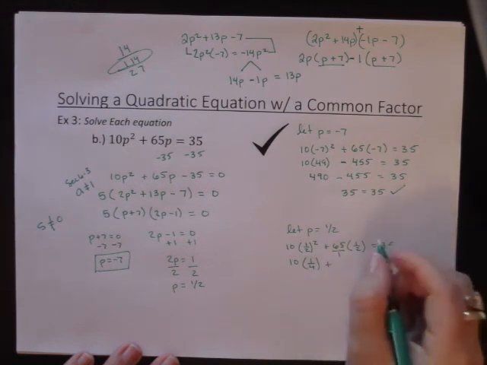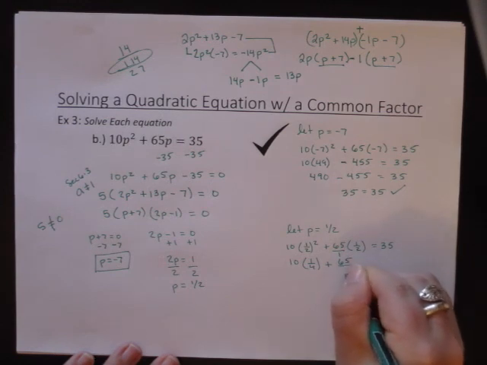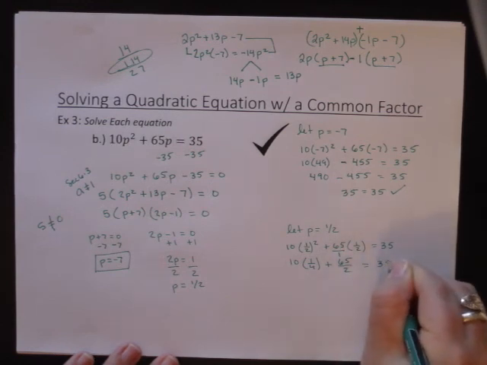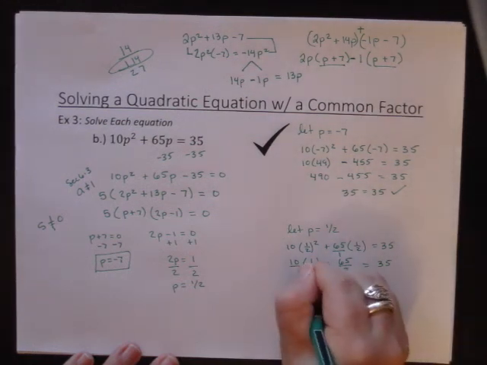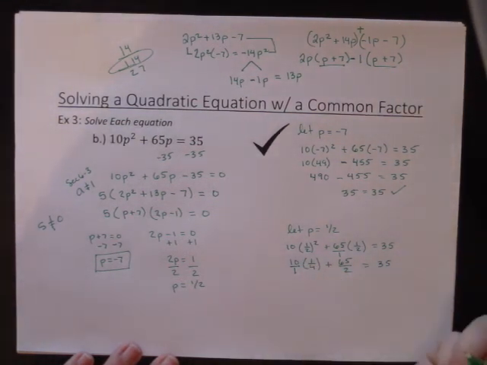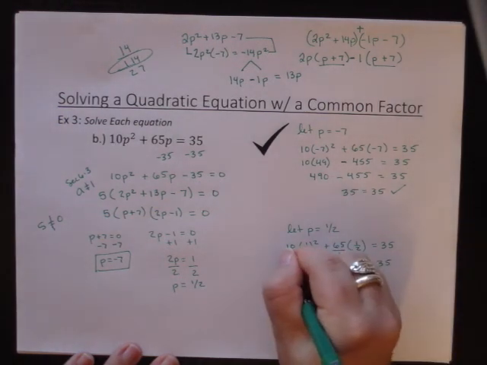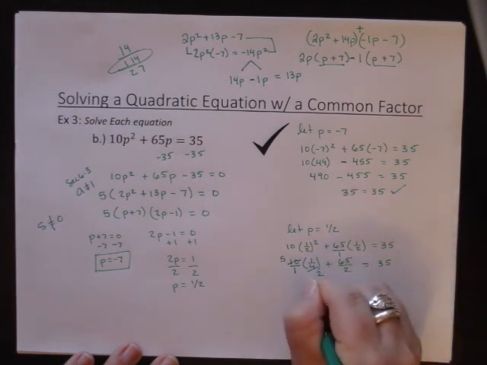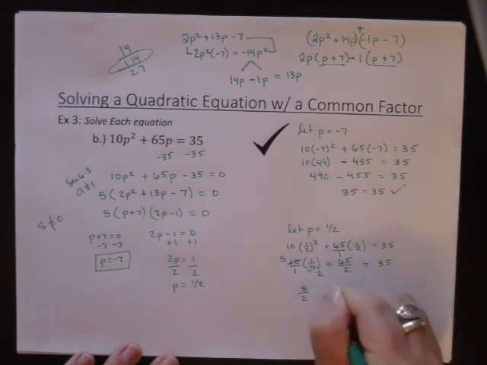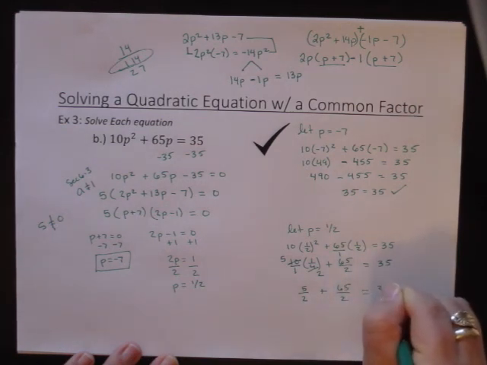I'm going to put this 65 over 1. Unfortunately, there's nothing that I can cross cancel, so I'm going to multiply straight across when I have fractions. So 65 over 2. Now again, I'm going to put this 10 over 1 and look to see if I can cross cancel. The 10 and the 4 are both even, so 2 can go in them. 10 divided by 2 is 5. 4 divided by 2 is 2. So I'm going to be left with 5 over 2 plus 65 over 2 equals 35.